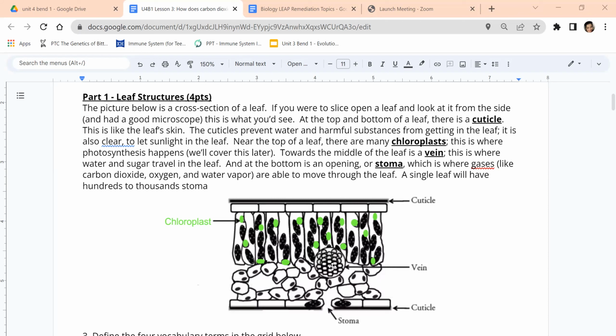And then, of course, if you've ever looked closely at a leaf, you see the veins that are running through the leaf, and these veins transport water to and from the leaf, and the glucose that is produced by the leaf is transported to other parts of the plant through these veins as well.